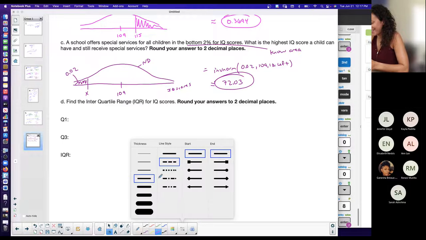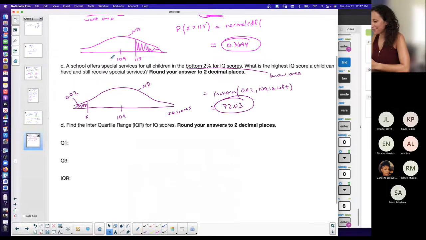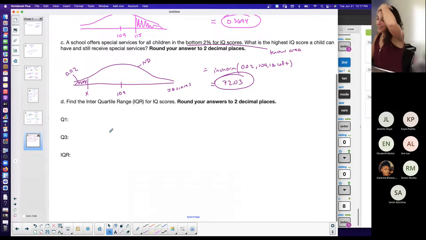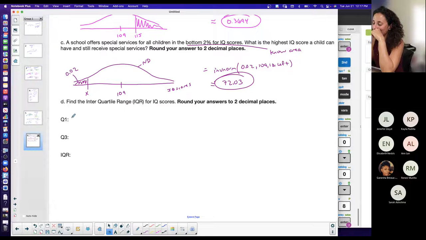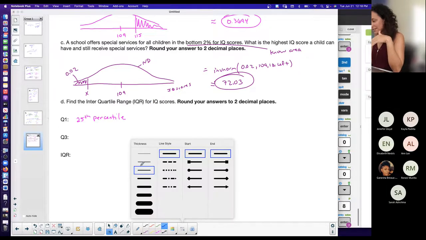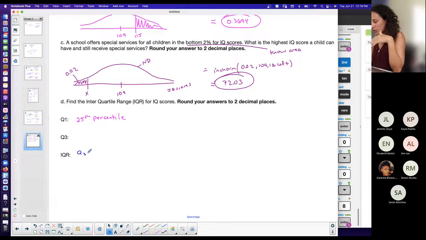Back in the good old days, we talked about quartiles. I don't think it was that far away. What does Q1 represent? I forgot. Q1 is what percentile? Do you remember? First quartile, Q1. I'm looking at the chat too. Do you remember? 25th percentile. So basically, finding the interquartile range is the same thing as Q3 minus Q1, which is why they're asking you for Q1 and Q3.